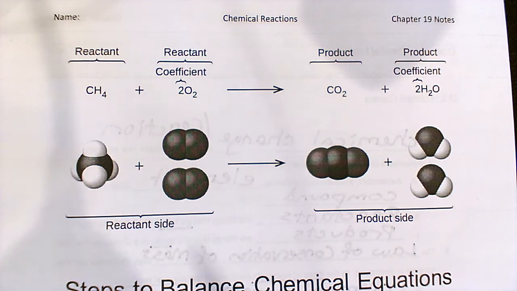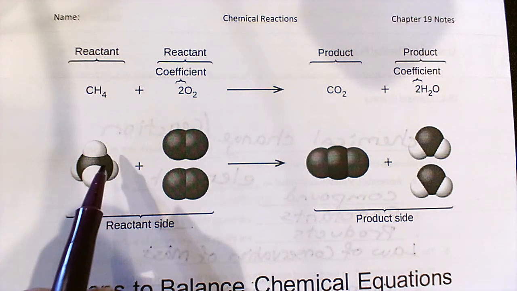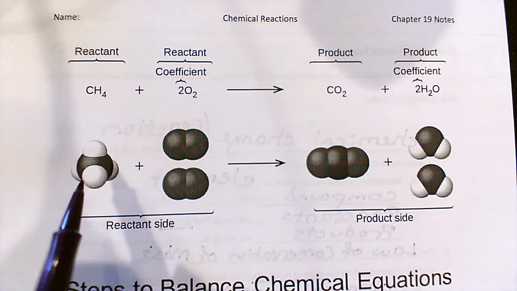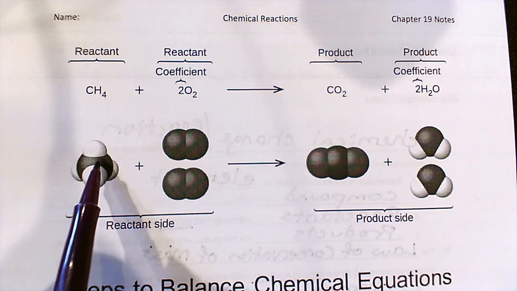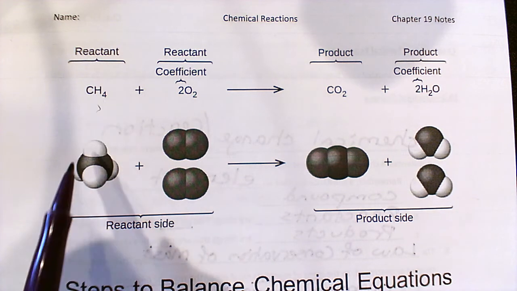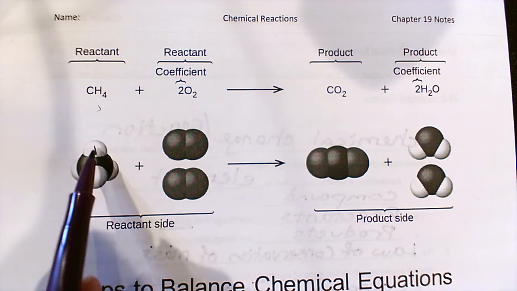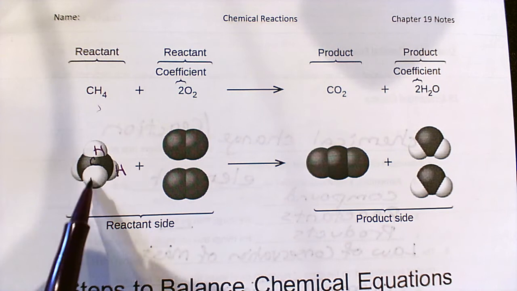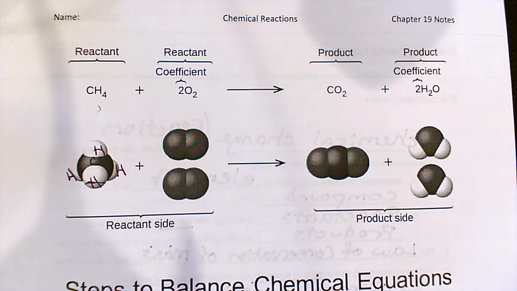This is in color if you look at the document on the computer. But basically, we have one carbon, right? This is CH4, so this is a carbon, and then we have hydrogen, hydrogen, hydrogen, hydrogen.